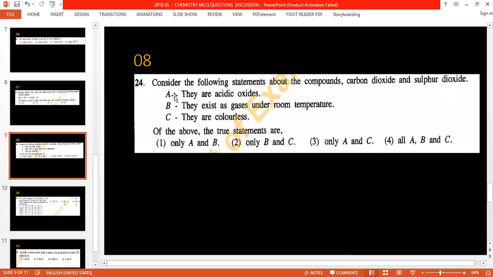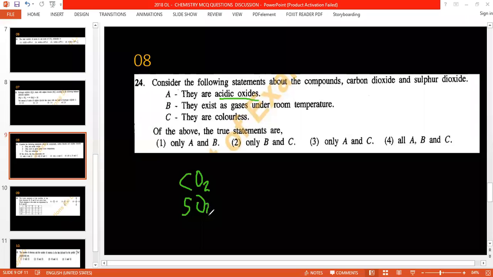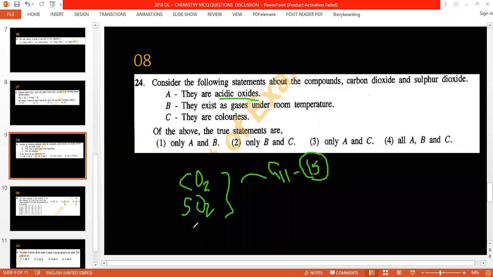So question number 8: consider the following statements about the compounds carbon dioxide and sulfur dioxide. They are acidic oxides, yes. You can find these two in Grade 11, chapter 15, that is the biosphere and acid rain chapter, where you can find which is acidic or basic. But normally we must know the acidic oxides are carbon dioxide and sulfur dioxide.